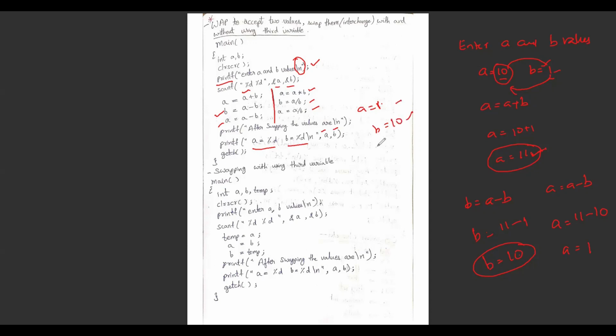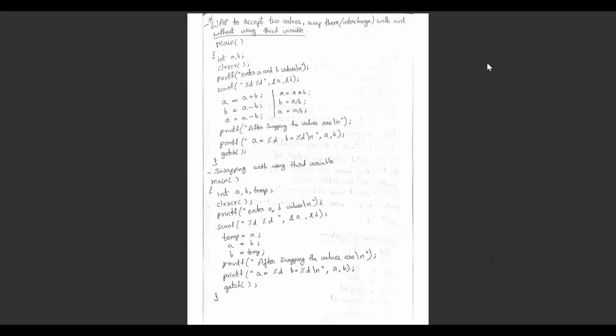Got it? Now, I'll show you how you're going to do it using a third variable. So just see here, one second. A equals 10, I'm going to take, B equals 6, I'm going to take. Now these two values are to be interchanged using a third variable. So I'm going to take a third variable called C. Instead of C, they have taken temp.